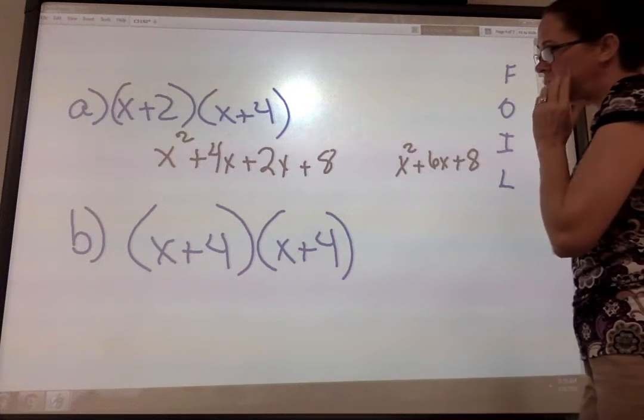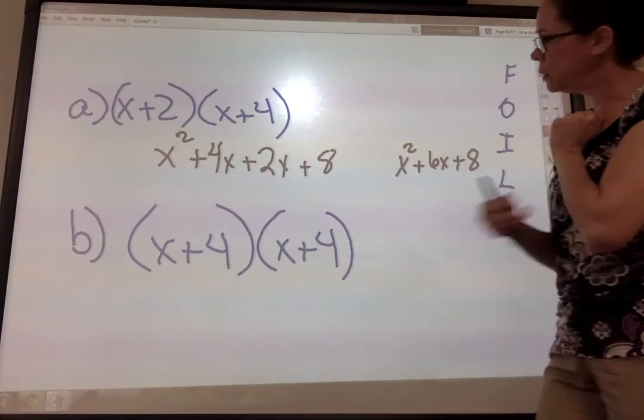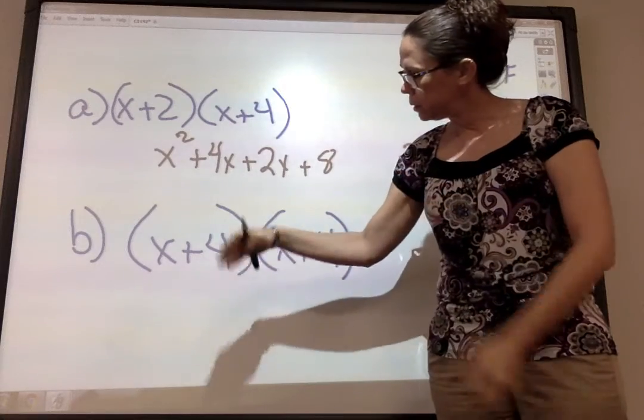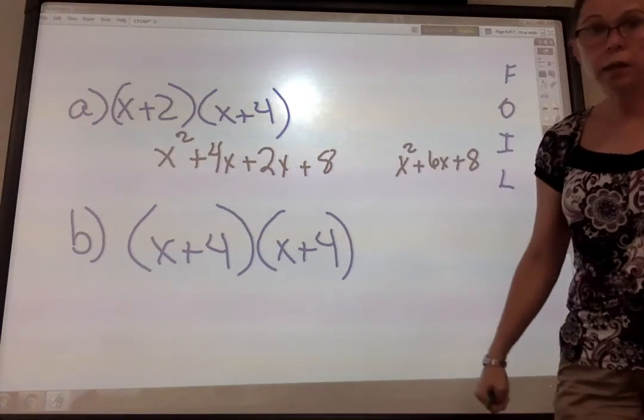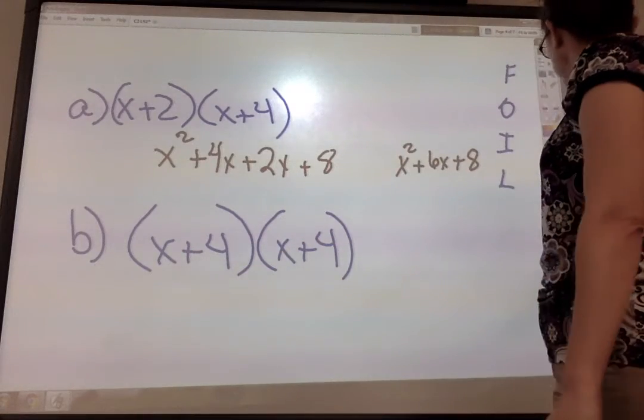Okay? Now B says to find the area of a square with a side length of x plus 4. It's a square, so side times side, side squared, right? So now let's do our FOIL here. Okay?